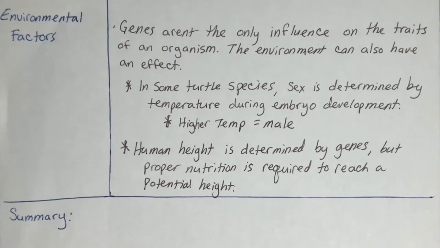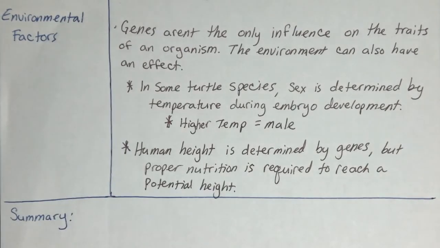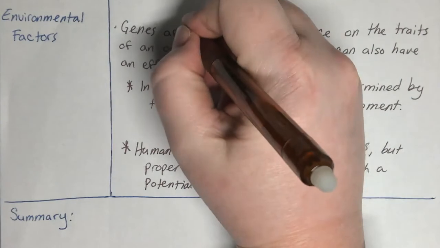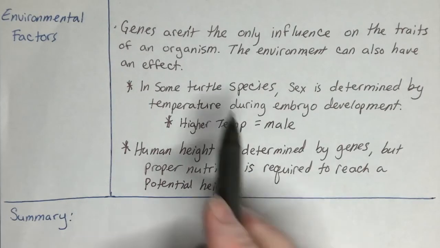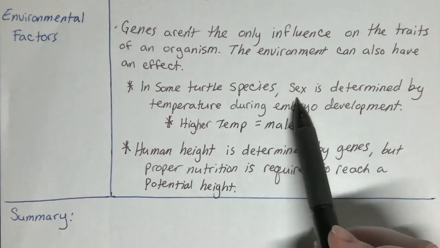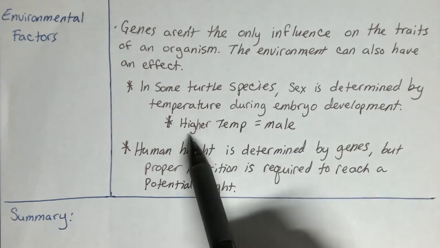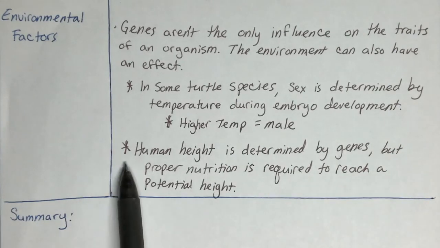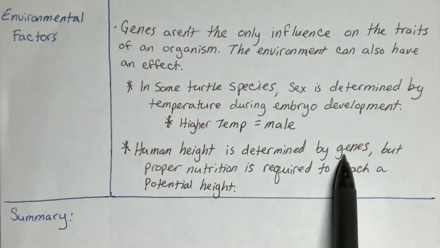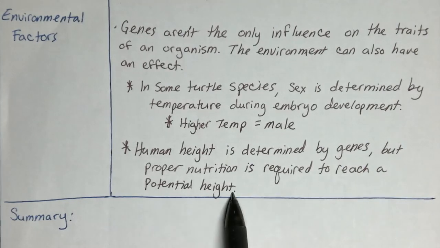And last but not least, environmental factors. Genes aren't the only influence on the traits of an organism. The environment can also have an effect. In some turtle species, sex is determined by the temperature during embryo development. At a higher temperature, it will develop into a male. Human height is determined by genes, but proper nutrition is required to reach a potential height.